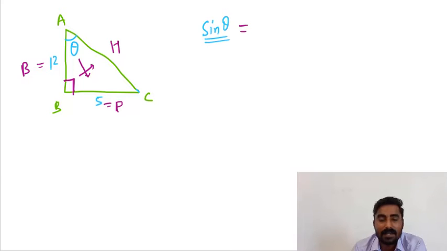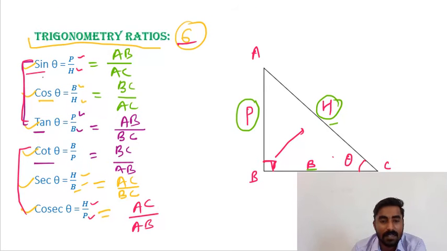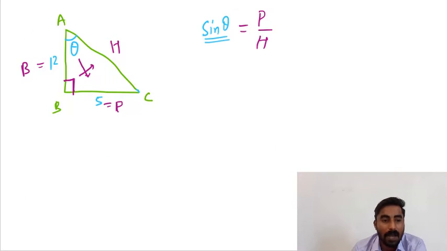And we know sine theta is equal to what? Perpendicular upon hypotenuse. In the previous slide we learned sine theta equals perpendicular upon hypotenuse. So here sine theta equals perpendicular upon hypotenuse. We know the perpendicular is 5, but we don't know the hypotenuse. But by using the Pythagoras theorem we can find this hypotenuse.